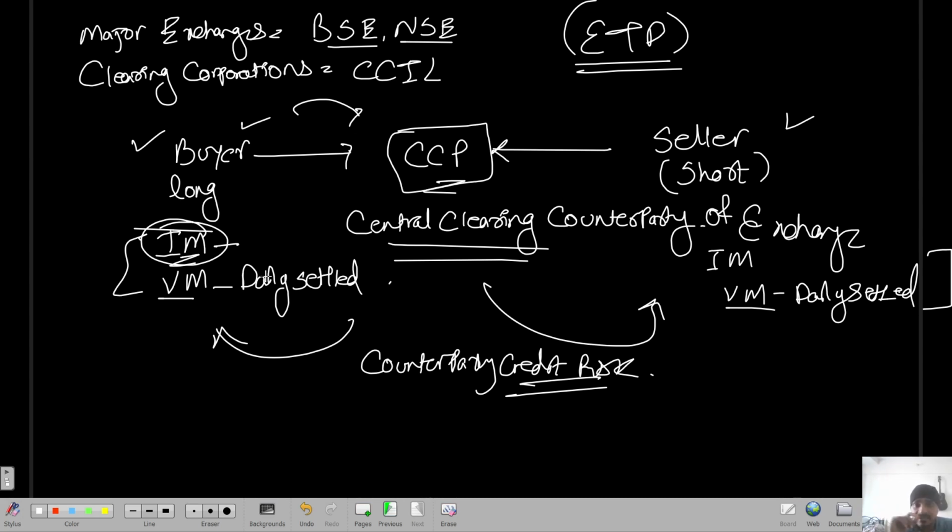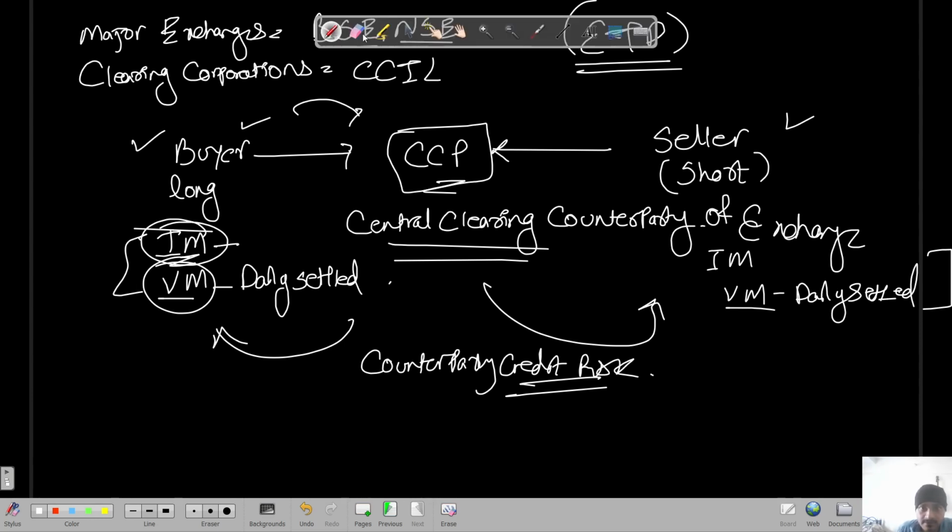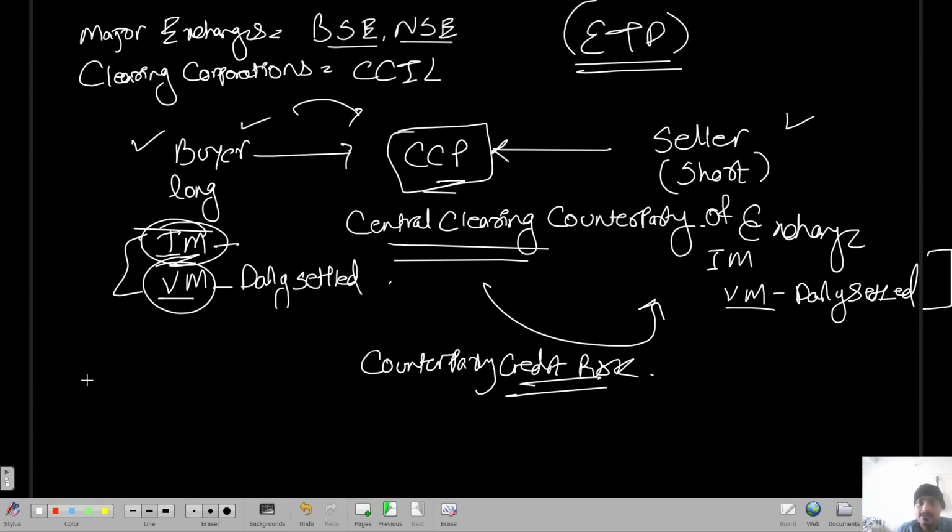The basic thing is that it is used to cover potential future losses. And then we have variation margin. In futures we have something known as a daily settlement. Money changes hands every single day. It is known as daily settlement. How is this happening?